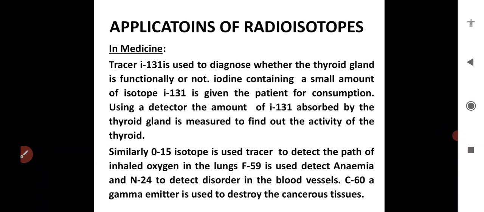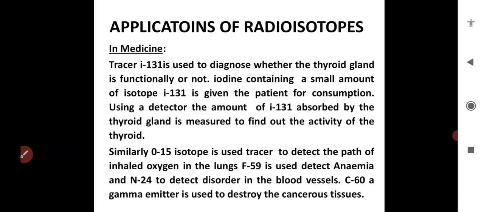Today we are discussing applications of radioisotopes. Radioisotopes are used in many fields like medicine, agriculture, industries, etc. The first field is medicine. Radioisotopes are mainly used as tracers in different fields.